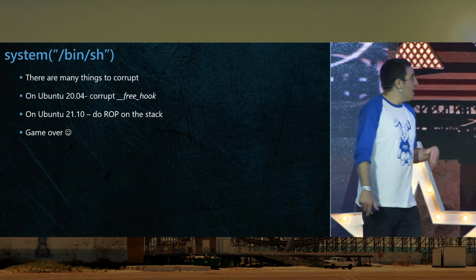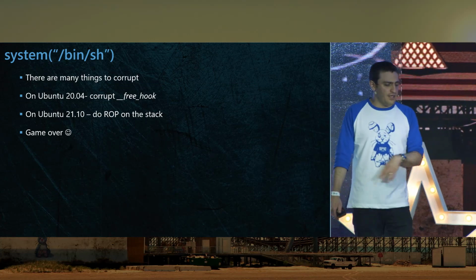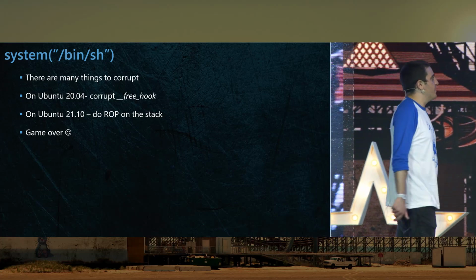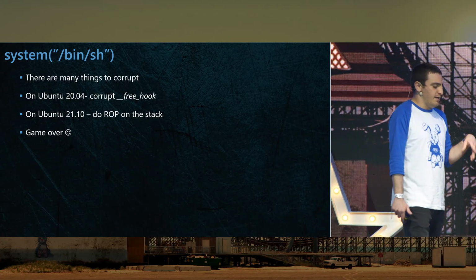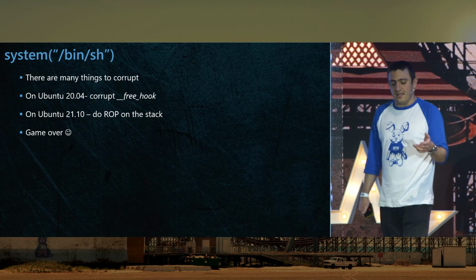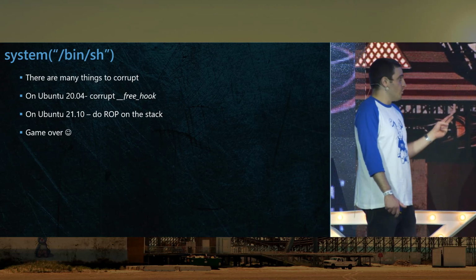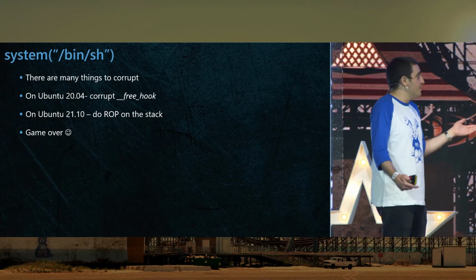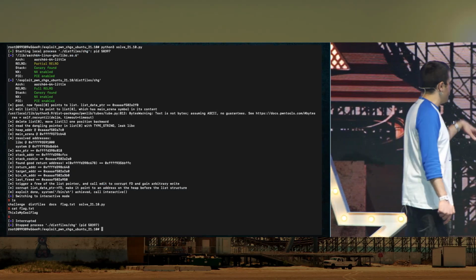Okay? Now on Ubuntu 20.04, you can corrupt the free hook symbol. Past 20.04, it's over. On Ubuntu 21.10, the malloc hooks were mitigated, sadly, so you can just do ROP on the stack, and it's game over. This is the exploit. This is how it looks like.